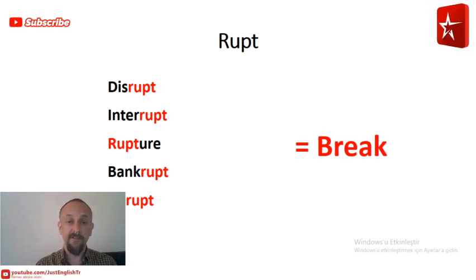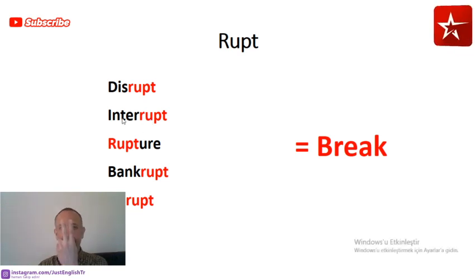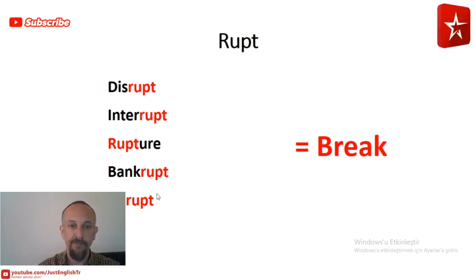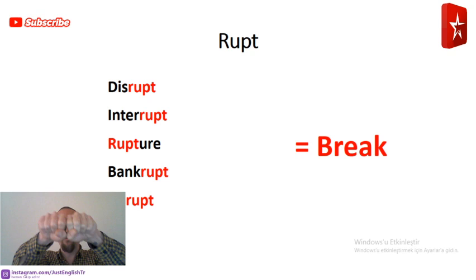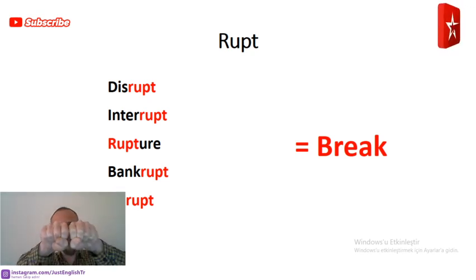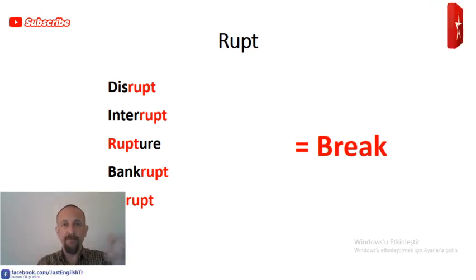To interrupt, here we had inter, which meant into or between. So interrupt means to break in between. If we have two people talking, we can imagine a third person breaking in between those two people, interrupting them, stopping that process of conversation taking place. Rupture, down here, simply means a break. Sometimes you can break your leg completely, but sometimes you can break your leg slightly, and that would be called a rupture.